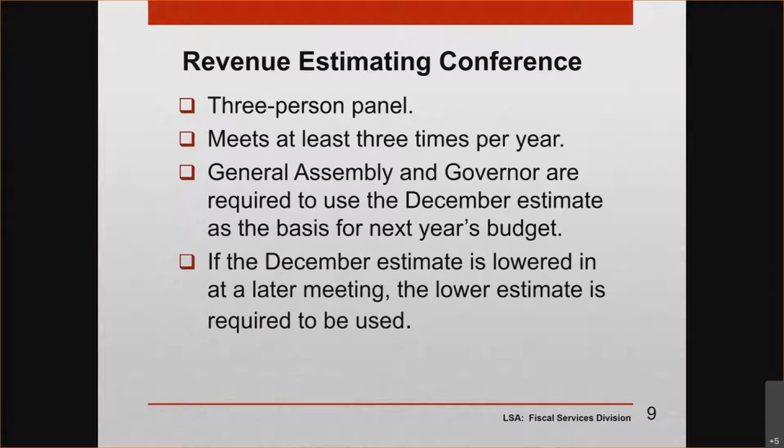However, if the December estimate is lowered in a later meeting, the lower estimate is required to be used for the budget. And if that estimate does become lowered, then the governor is required to submit a revised budget within 14 days.